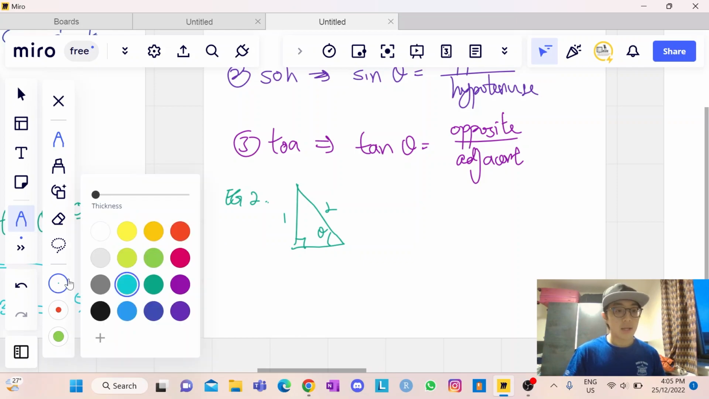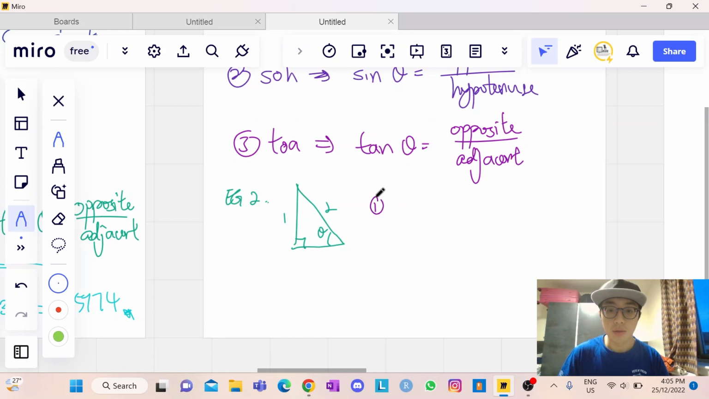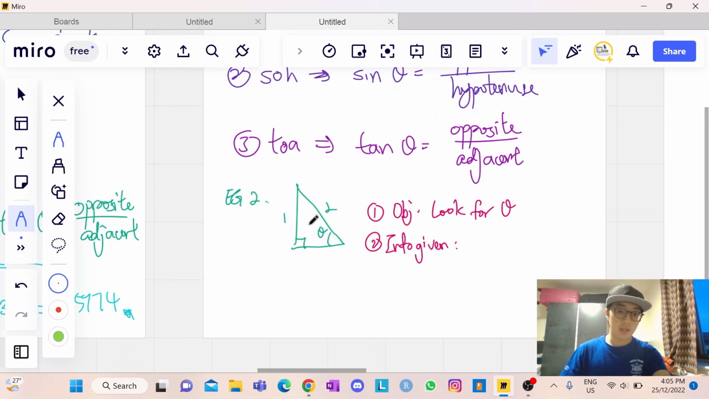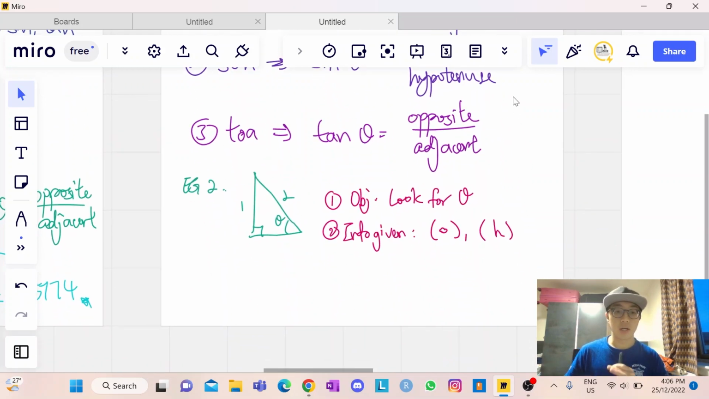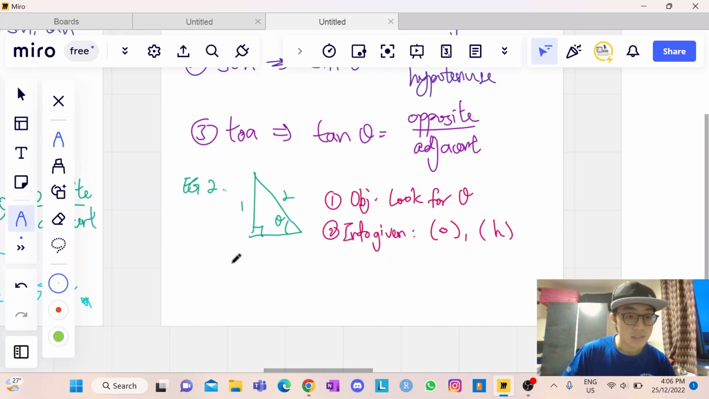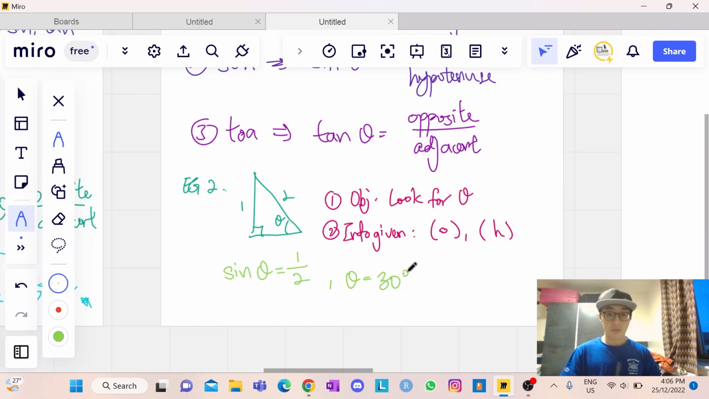First, you need to analyze what information you are given and what information you want to find. Number one, the objective is to look for theta. Number two, the info given is the opposite of your theta, so you have the O, and the hypotenuse, so you have the H. So you have O and H. If you refer back to cah soh toa, which one includes O and H? It's the soh. Therefore, you're going to use the sine. So sine theta equals opposite over hypotenuse, and therefore you know that your theta is 30 degrees. Just to double check, sine 30 degrees is 0.5. All you have to do is press your calculator, and you can get the theta.